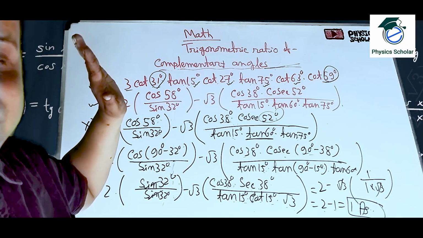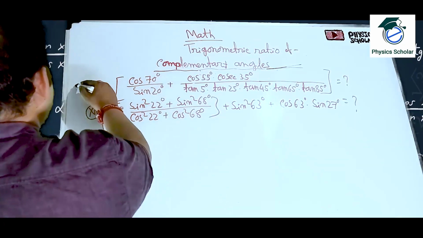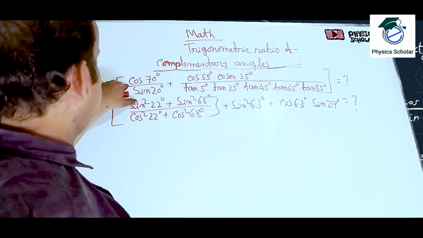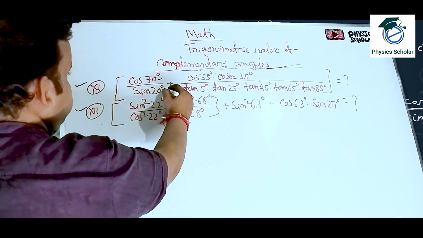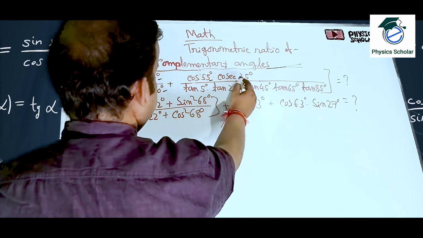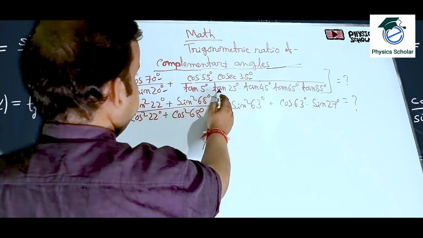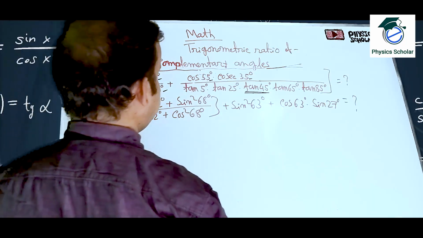Now let me solve sum number 11 and 12. So students, now let us solve sum number 11 and 12. So for sum number 11, what is given? Cos 70 by sin 20. These two are complementary angles. Now cos 55 into cosec 35. These two are complementary. So in the denominator, tan 5 degrees and tan 45 degrees, this is the value we know. Clear? The value of tan 45 degrees is 1.